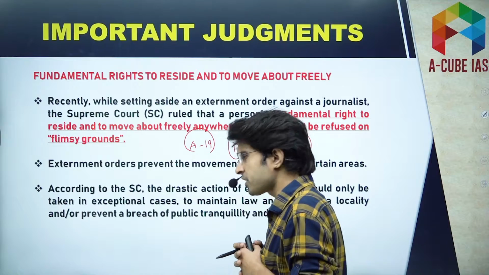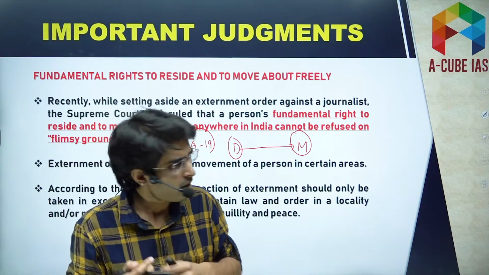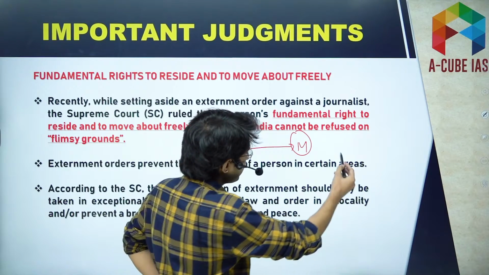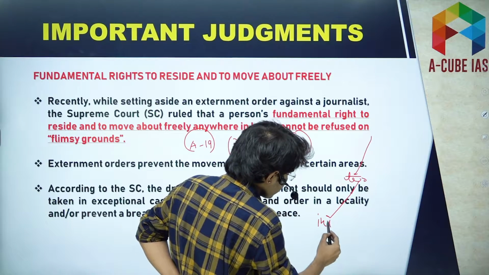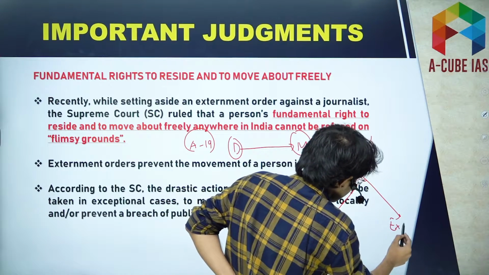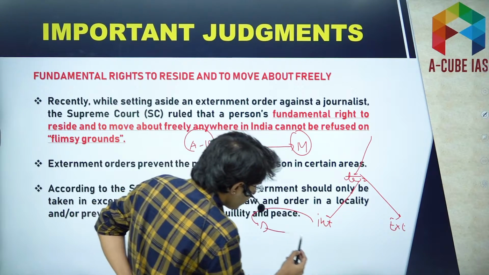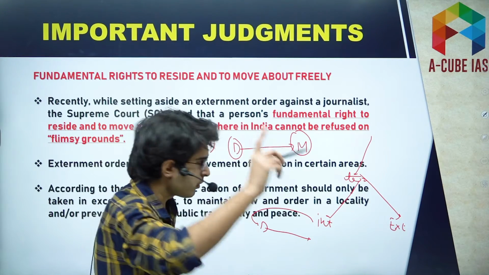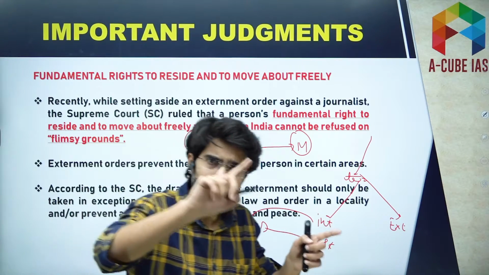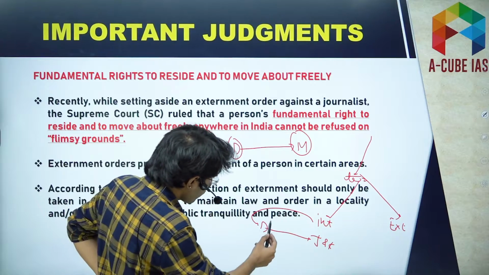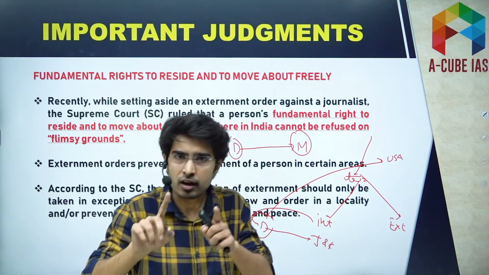Now remember, this freedom of movement is of two types. So this freedom of movement has two dimensions: first internal, second external. Internal means, suppose you are living in Delhi and from Delhi you want to move to the Union Territory of Jammu and Kashmir. So this is an internal movement. And if you want to move from Delhi to the USA, this is an external movement.